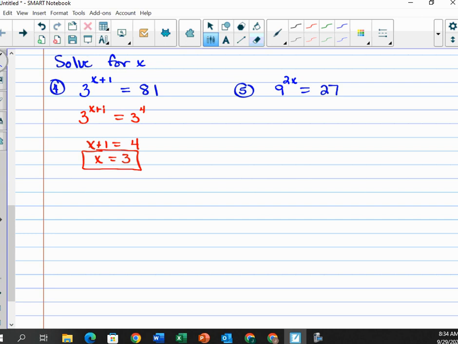Or you can multiply the same bases. The answer is 3 over 4.